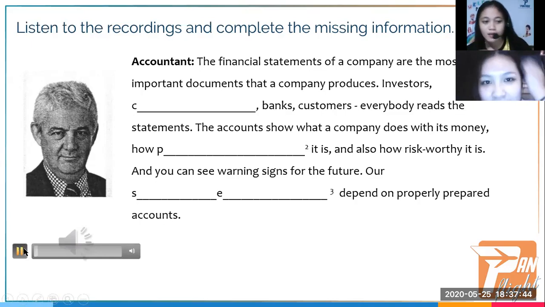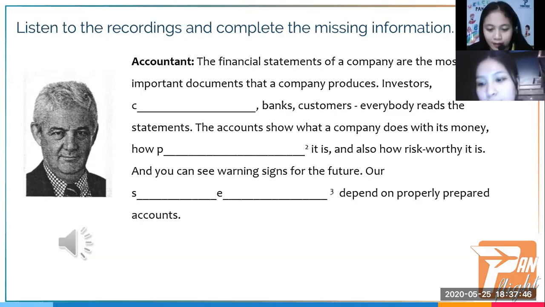Unit 2. Output. Accountant. The financial statements of a company are the most important documents that a company produces. Investors, creditors, banks, customers, everybody reads the statements. The accounts show what a company does with its money, how profitable it is, and also how risk-worthy it is. And you can see warning signs for the future. Our stock exchanges depend on properly prepared accounts.